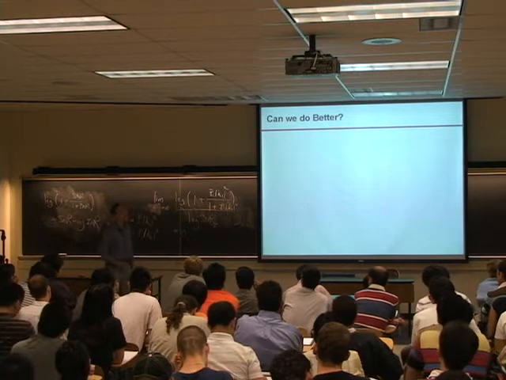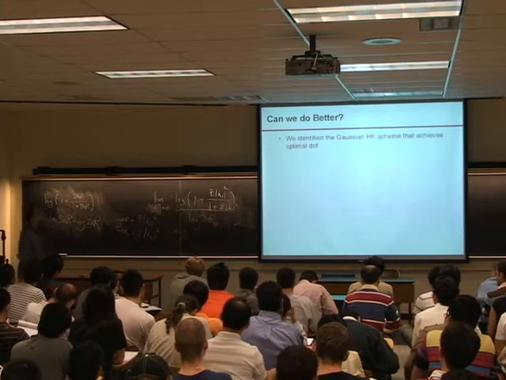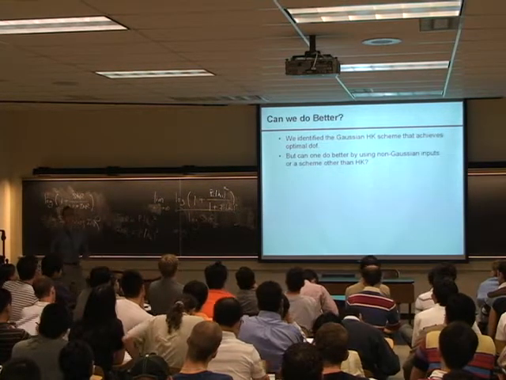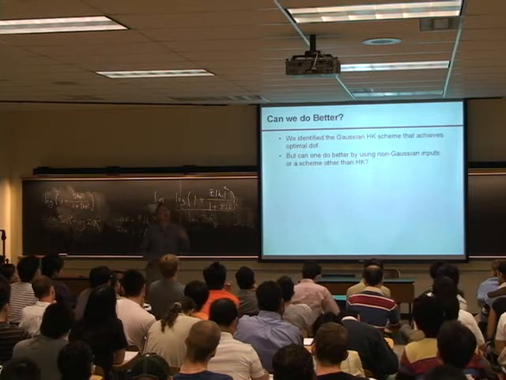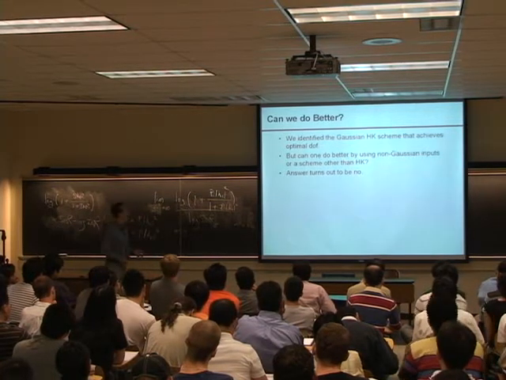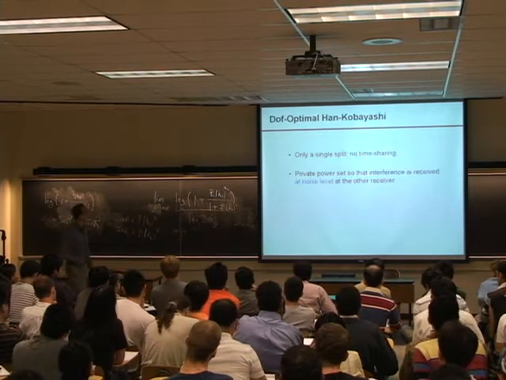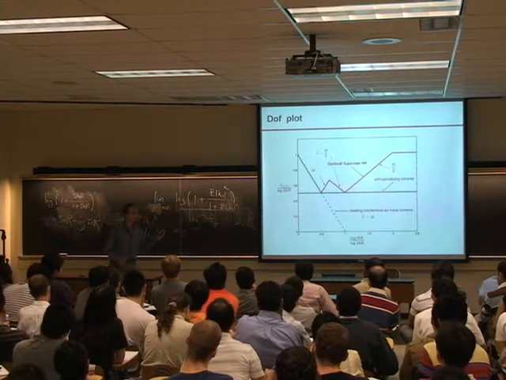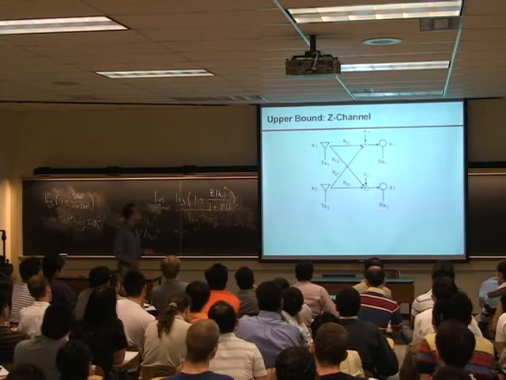Now at this point, we ask a harder question. We limited ourselves to Gaussian Han-Kobayashi. Can we do better? Perhaps by using non-Gaussian input, or maybe even another scheme completely different from Han-Kobayashi. The answer turns out to be no. There is no other scheme that can get a degree of freedom better than the red curve. This W curve is indeed the optimal degree of freedom, period. Gaussian or not Gaussian, Han-Kobayashi or not Han-Kobayashi. And to prove this result, we need an upper bound.